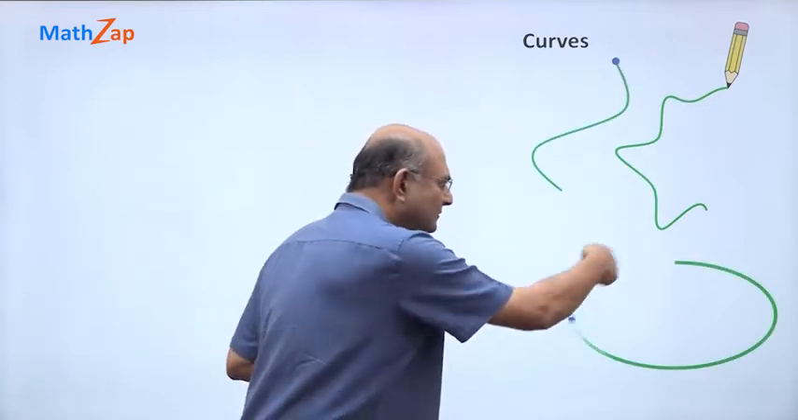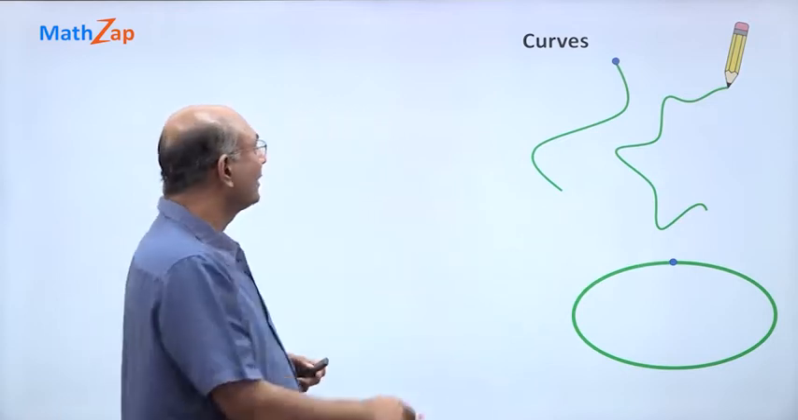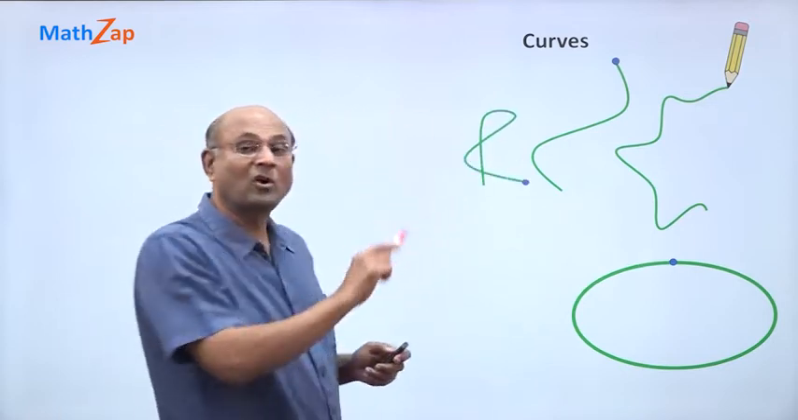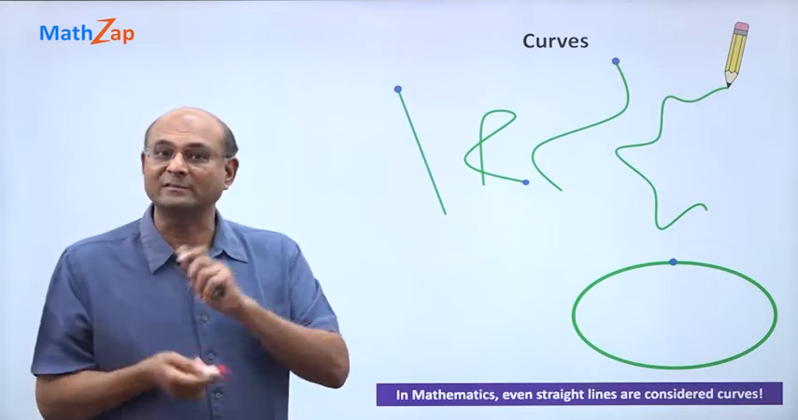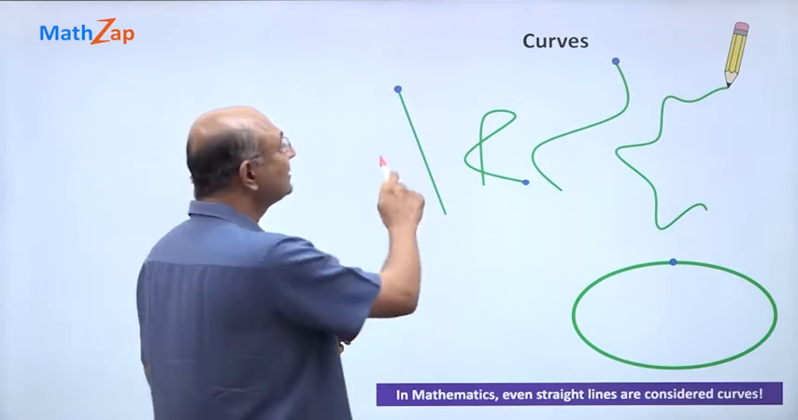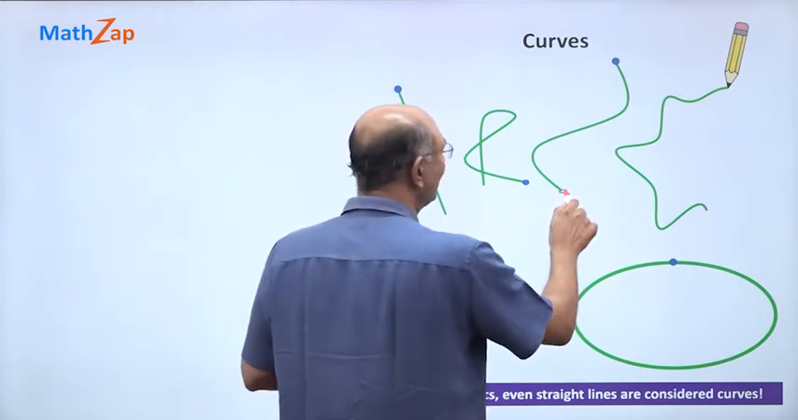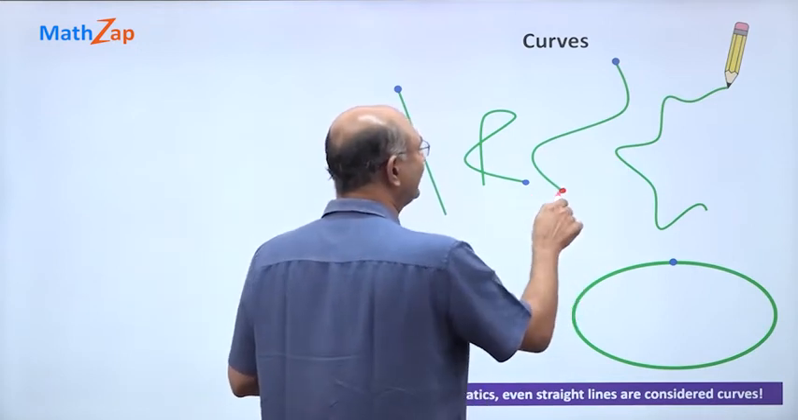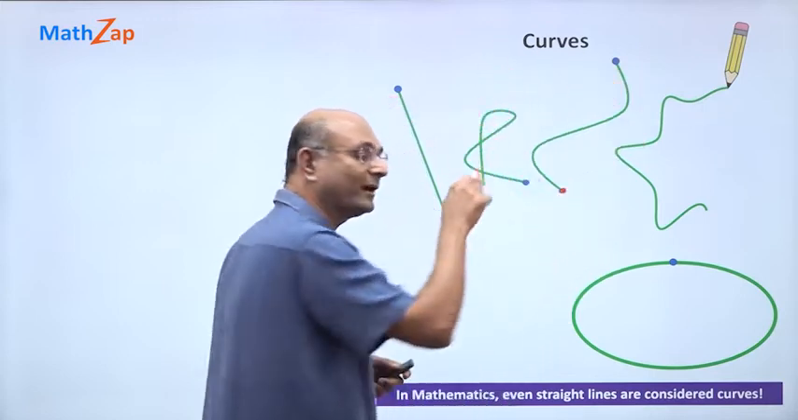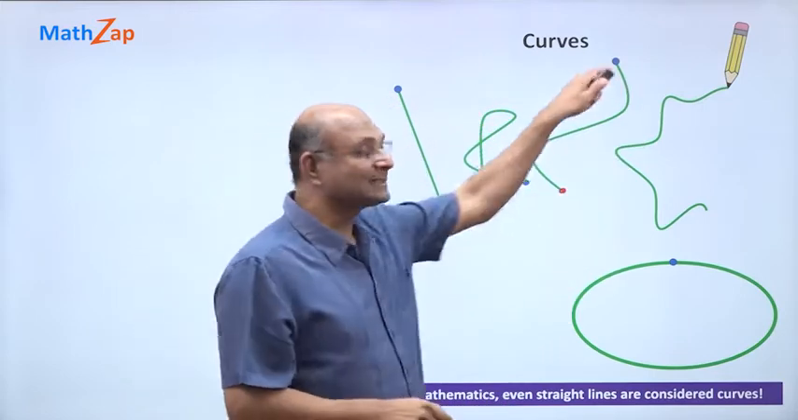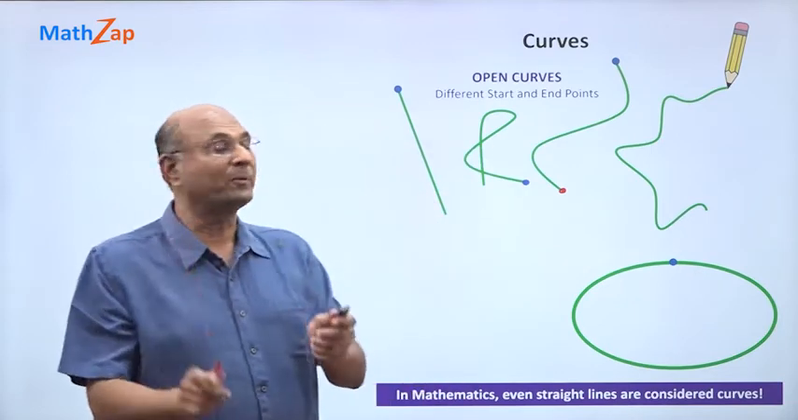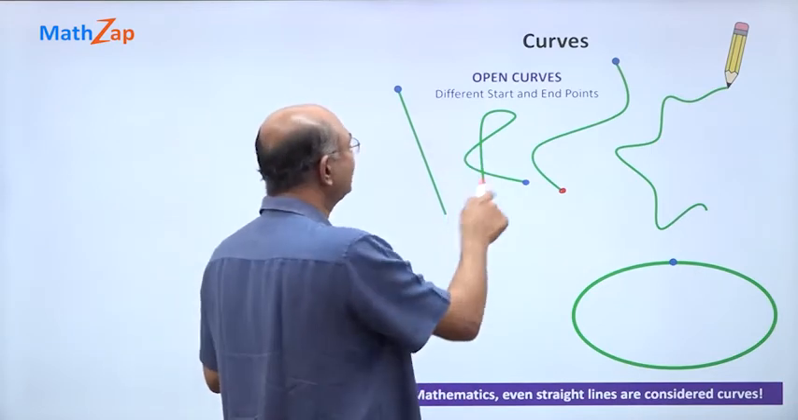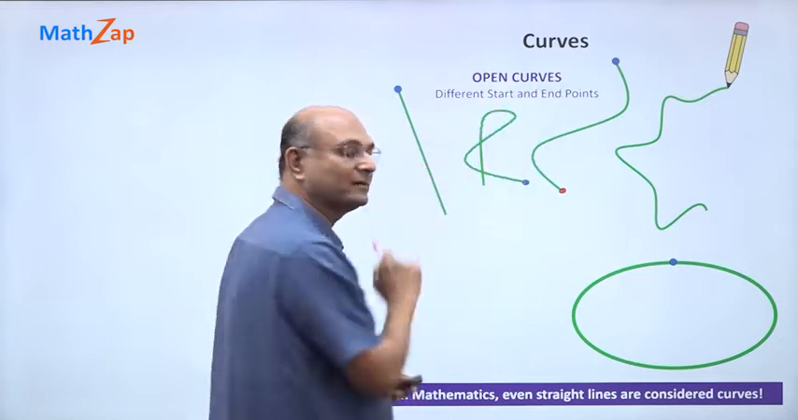You can draw curves that come back to the starting point. You can draw curves that cross themselves. Even straight lines are called curves in mathematics. If you notice these curves, the starting point was this, the ending point is that. You have a different start point and a different end point. Such curves are called open curves. All of these are open curves.